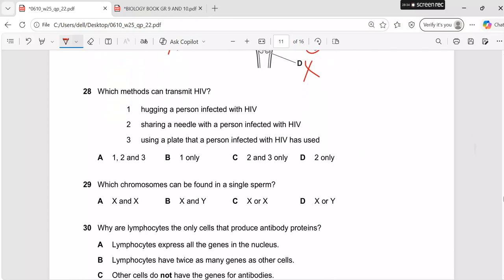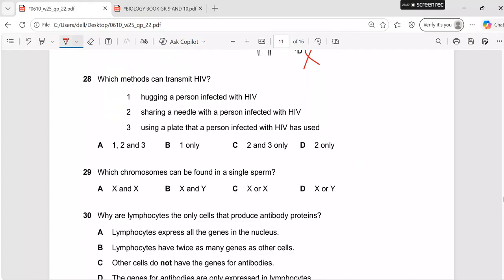That was a very straightforward question. Which methods can transmit HIV? HIV stands for human immunodeficiency virus. And if you look at the options, you have been given 3 options, 1, 2, 3. Hugging a person infected with HIV, sharing a needle with a person infected with HIV, using a plate that a person infected with HIV has used.